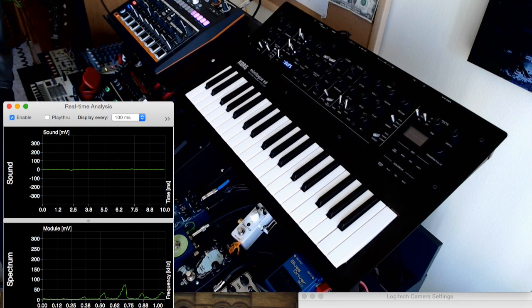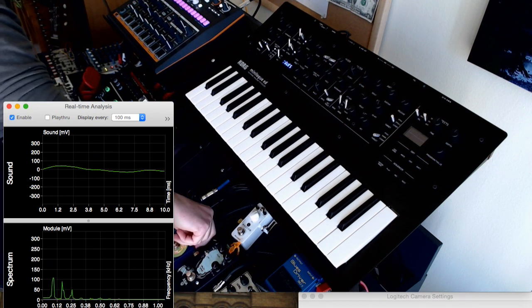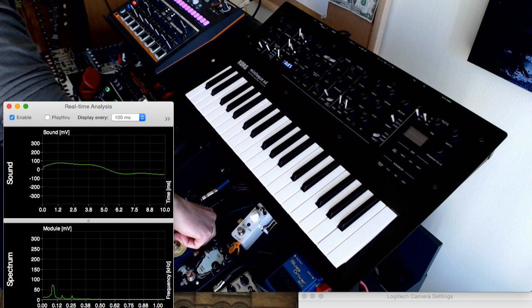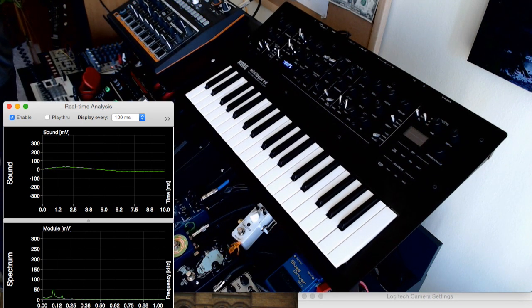There are two fundamental types of modulation. You can modulate the volume of the sound. This is called tremolo. I'll demonstrate this on my guitar. Or you can modulate the pitch of a sound. This is called vibrato.